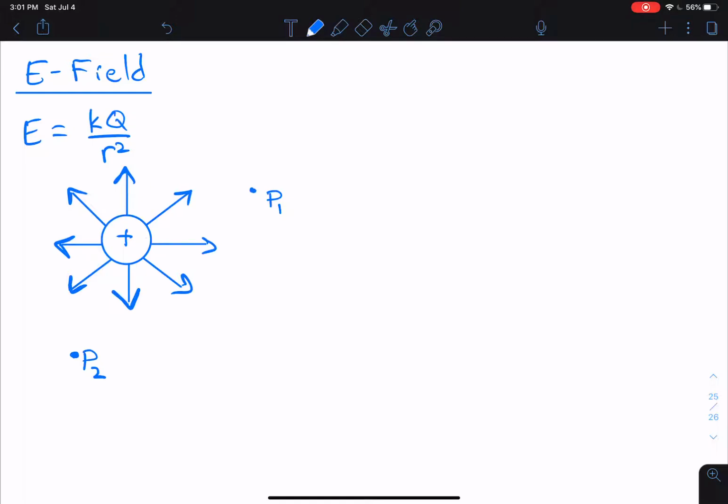If it's a negative charge distribution, so let's say I have a negative point charge, then they point directly in, like so. Now, this is how we get the direction of the E field. It points directly away from a positive charge, directly towards a negative. So it basically goes from positive to negative.